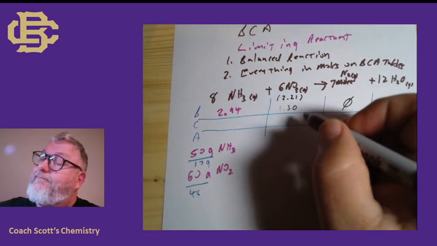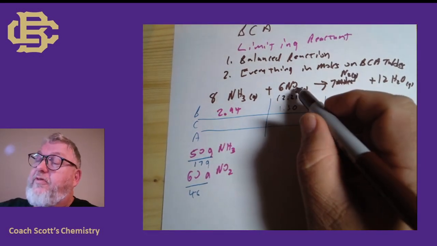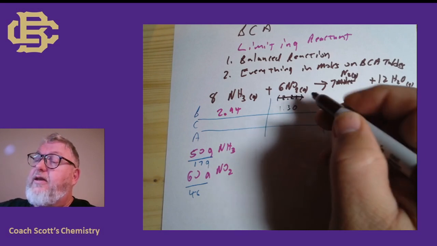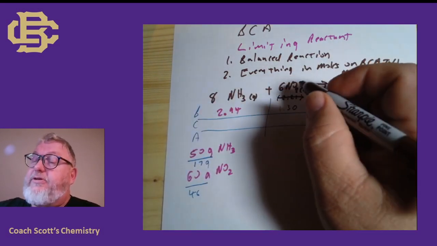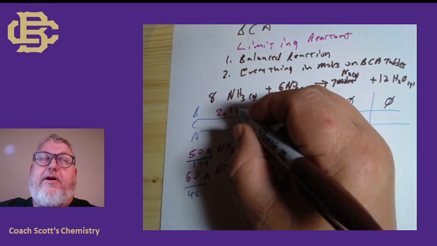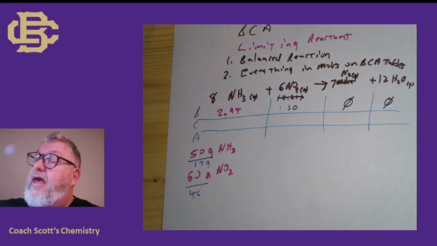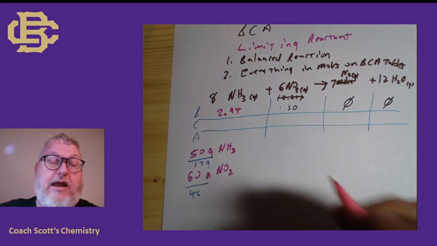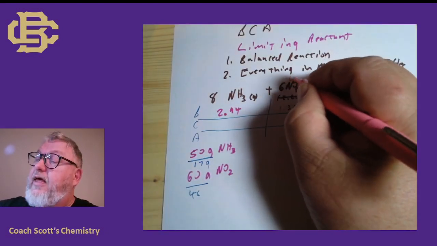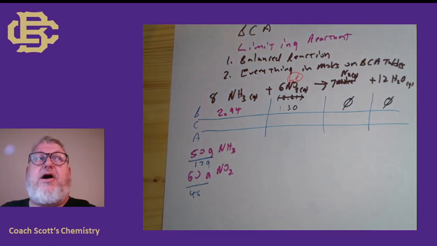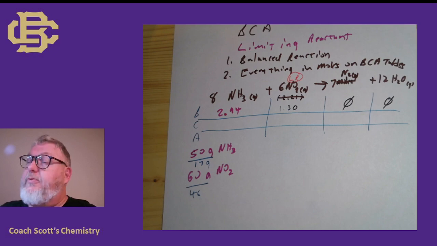Well, I don't have 2.21 moles of the nitrogen dioxide. I've got 1.3. So ammonia cannot be the limiting reactant. We've got more than enough ammonia. That means my limiting reactant has to be the nitrogen dioxide. So that answers the first question. Nitrogen dioxide is the one egg. It's the one that limits the reactant.